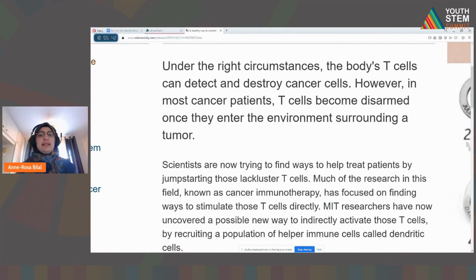Under the right circumstances, the body's T cells can detect and destroy cancer cells. Okay, so I'm just reading the first sentence here because we don't have that much time to read the whole thing. And I'm going to show you what you can do using that.